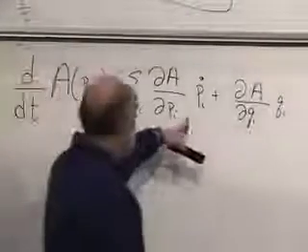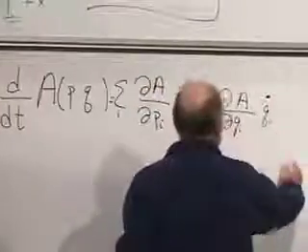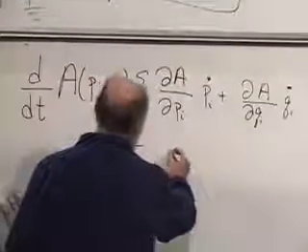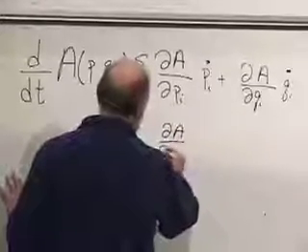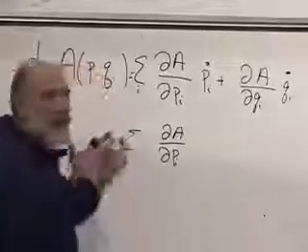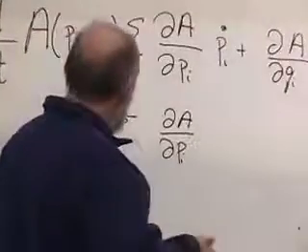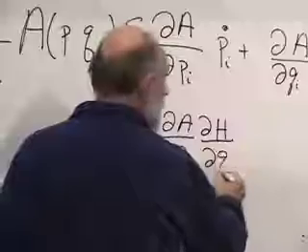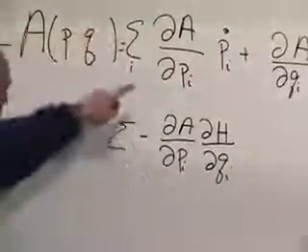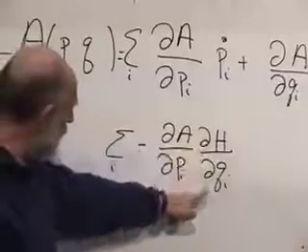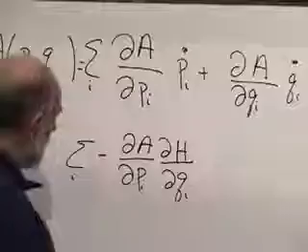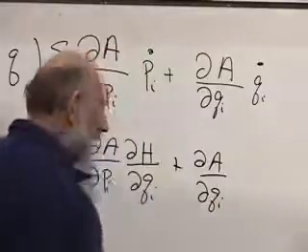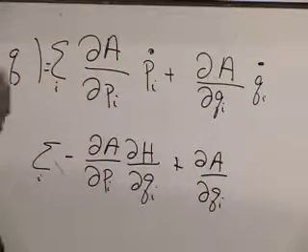But now let's substitute in for p_i dot and q_i dot their value in terms of the Hamiltonian. So this is the sum on i, derivative of A with respect to p_i. What's p_i dot? Again, sign. I can never remember the sign. It's minus, right? Minus dH/dq_i. So we have dA/dp_i, dH/dq_i. Now what's this one? This is plus dA/dq_i, and q dot, that's dH/dp, right?